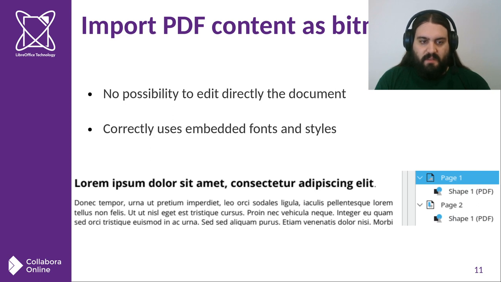In this image, we have the example of the text seen before imported with PDFium, where each draw page has a single shape that is a bitmap image of a PDF. And the text is shown as would be seen in any other PDF reader, since it uses the font contained in the PDF.